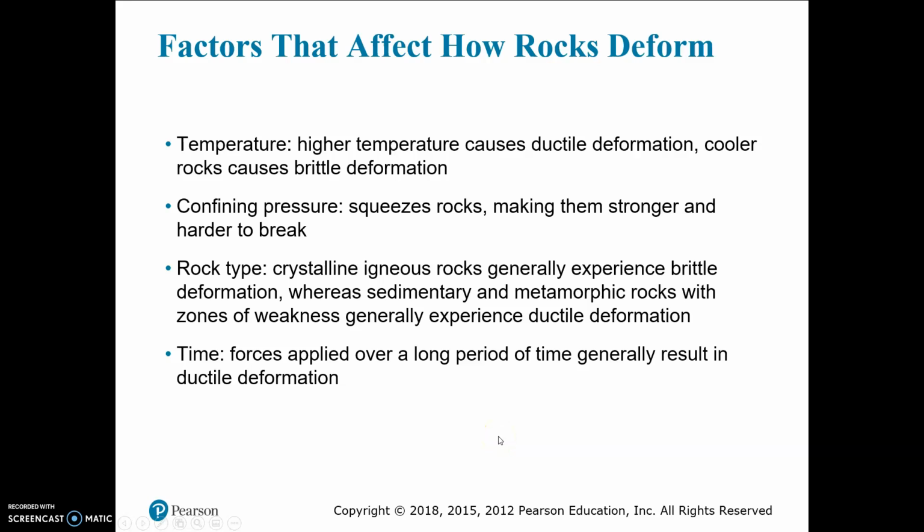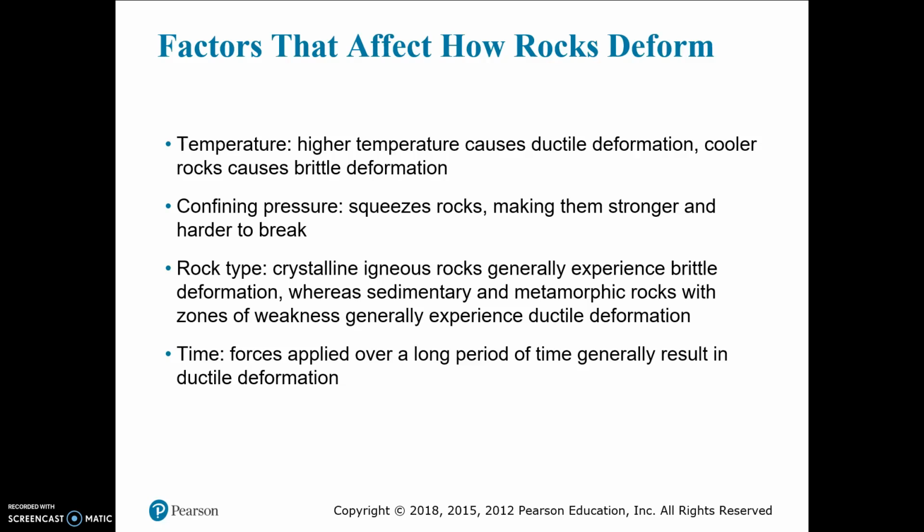So what are some of these stresses that can be placed on rocks? Well, temperature. You see higher temperatures cause more of a ductile or a bending deformation. Cooler temperatures cause brittle or breaking. Confining is when the rock layers are squeezed closer together. This makes them harder to break, so we get less brittle deformation, but we can still have ductile deformation.